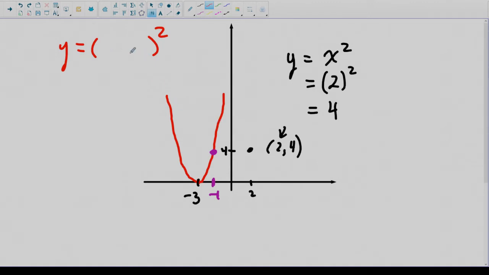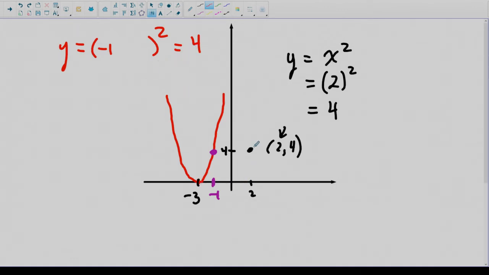So how do you do that? Well, the x value is still in this position right here, okay? So I'm just going to put negative 1 right there. Now, if I do negative 1 squared, I don't get 4. I need to get 4, okay?